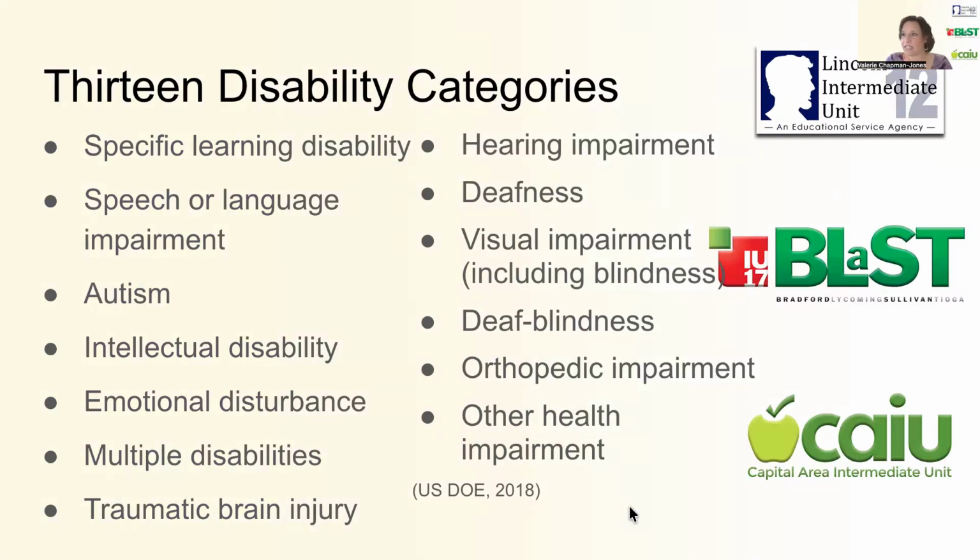There are 13 disability categories that are recognized by the U.S. Department of Education, and we are going to talk about each of them. Please take a second to pause your recording and just read over the listing. In this presentation, we're going to group hearing impairment and deafness together when we talk about them, even though they are two separate categories.